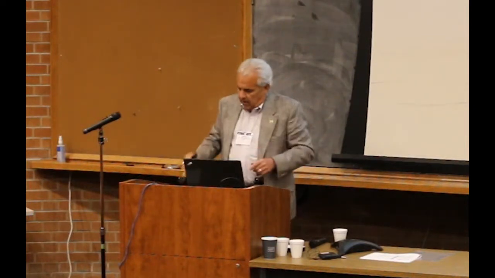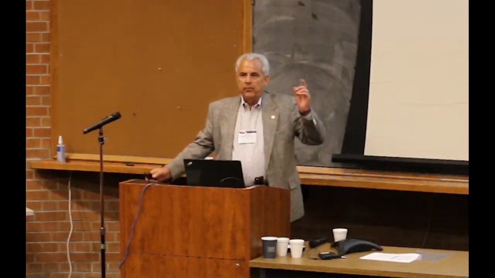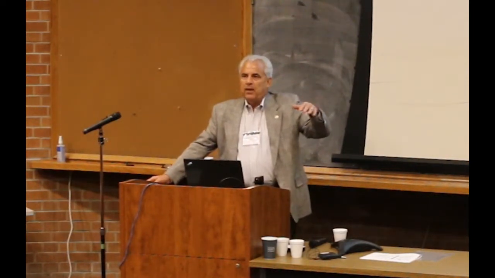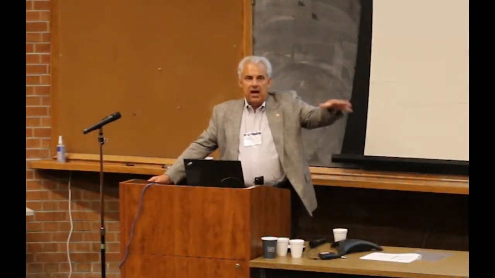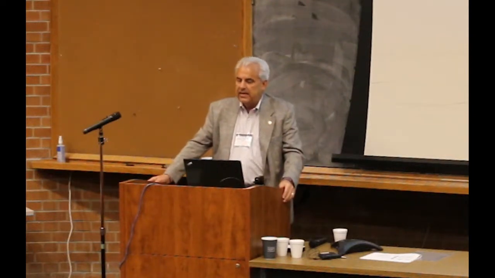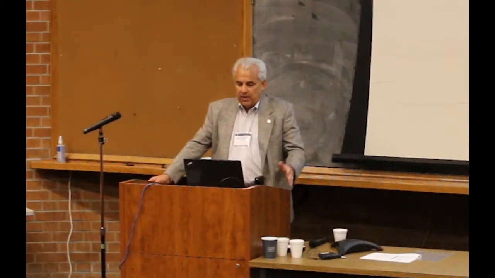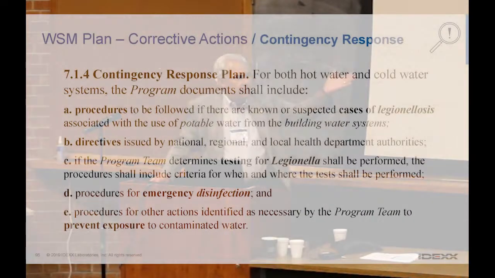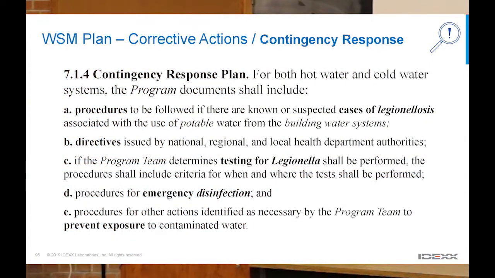So one thing that is not written in the CDC toolkit, as an example, but it's in the ASHRAE standard, in every section, the hot and cold water, the cooling towers and everything: you need to have a contingency response plan as a corrective action for any suspected cases of legionellosis. So you'll see in this case, I pulled out 7.1.4, which is the potable hot and cold water system.